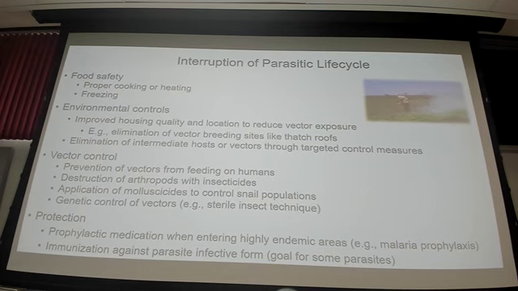Molluscicides. Trematodes all require that snail intermediate host. So to control those, especially in endemic areas like in sub-Saharan Africa, they'll use large-scale molluscicides to control snail populations. Genetic control of vectors, the sterile insect technique.